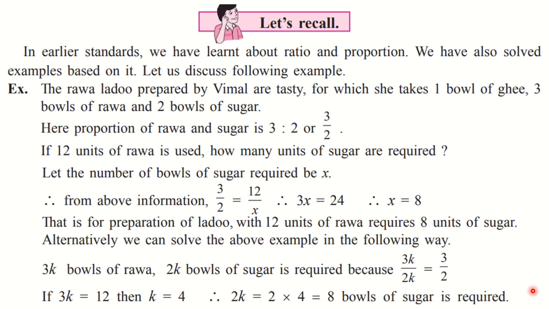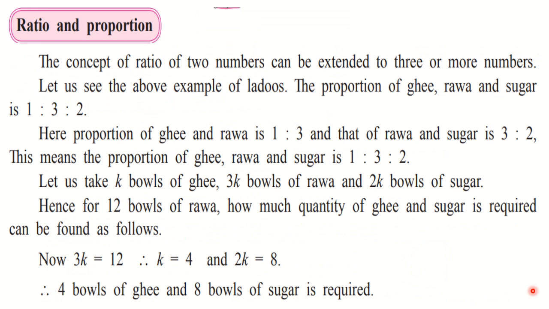Now this concept we can further extend to 3 numbers also. We can extend to 4 numbers also. So let us extend it to 3 numbers. Here let us now take the proportion of ghee, rava and sugar. Previously we were having only rava and sugar. Now we have 3 quantities: ghee, rava and sugar. So the proportion is 1:3:2. When we think about 2 quantities, like when we think about only ghee and rava, the ratio is 1:3.